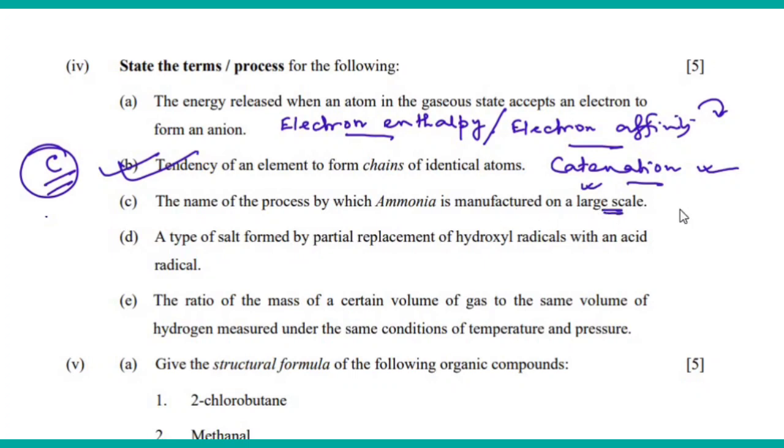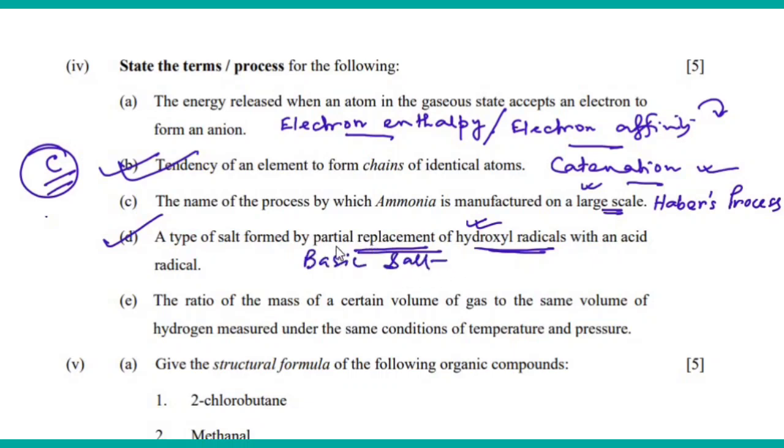See, the name of the process by which ammonia is manufactured on a large scale, that is industrial preparation of ammonia, is called Haber's process. Question D. A type of salt formed by partial replacement of hydroxyl radical with an acid radical is called basic salt. Okay, partial replacement of hydroxyl radical, basic salt.